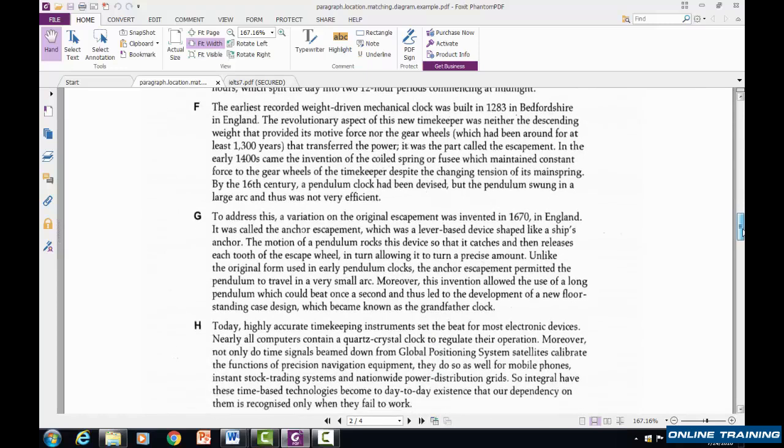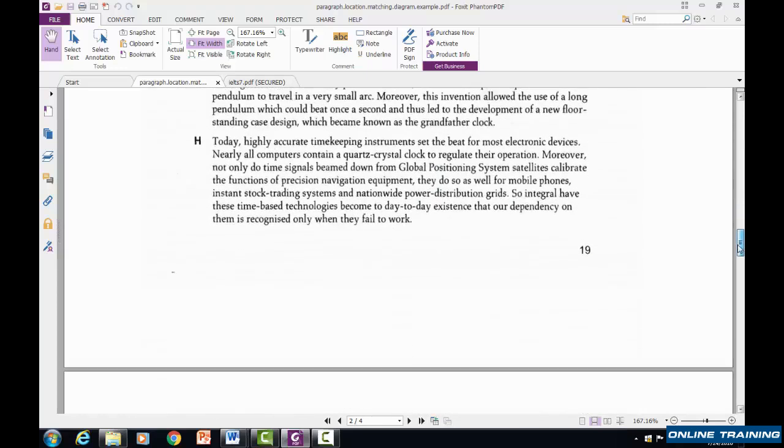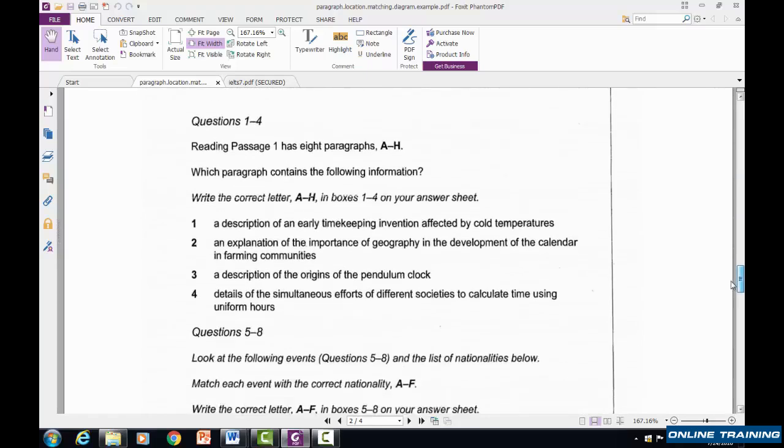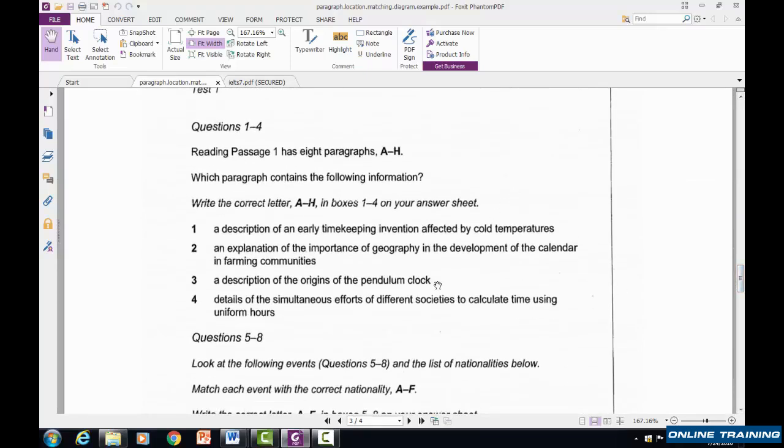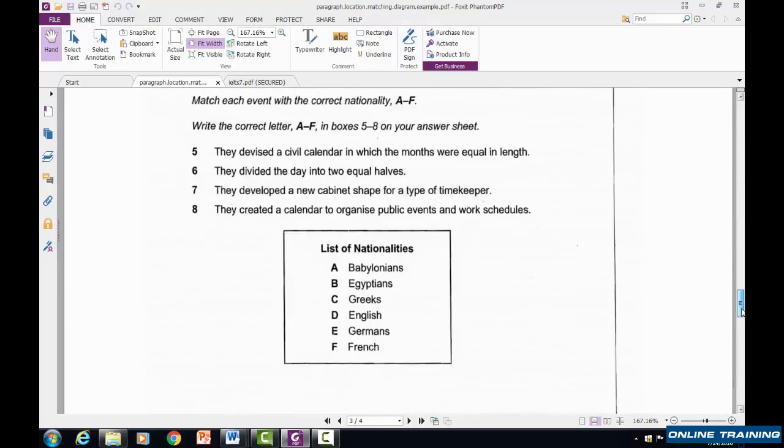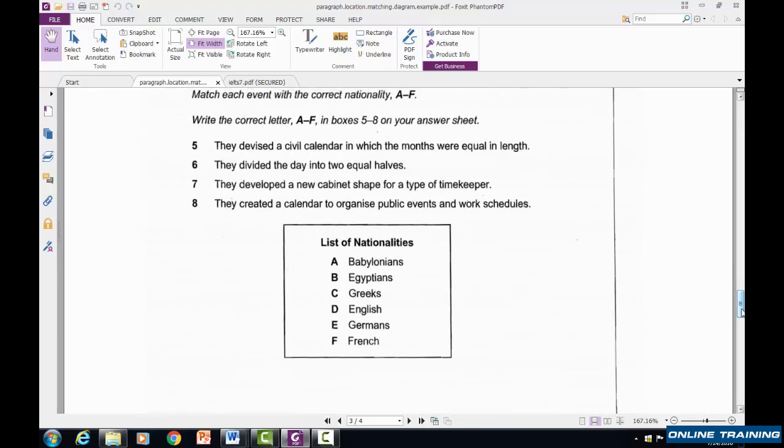All right, when I was looking at that paragraph about England, that jumped out to me. So that means that number 3 is F. The description of the origins of the pendulum clock, that's paragraph F. All right. Now I'm still doing my matching question.